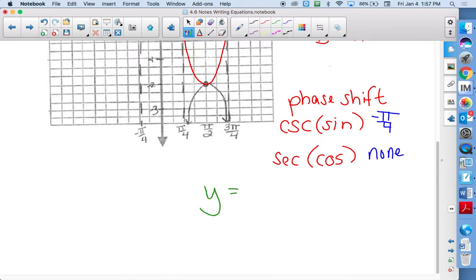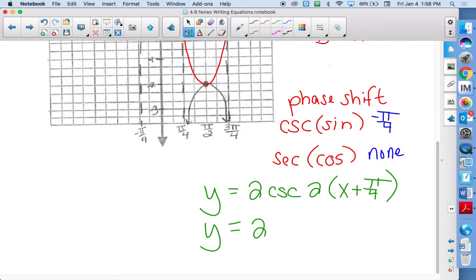So we had an amplitude of 2. We're now looking at the cosecant. We said B was 2, and then it's shifting pi over 4 to the left, so it's plus pi over 4. D was 0, so there isn't a D value. And then if you don't want the secant to have a phase shift, it would just be 2x. Questions?